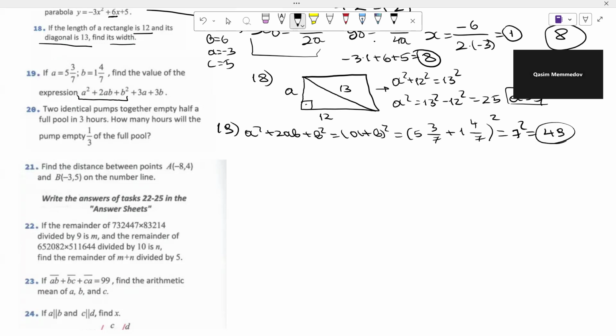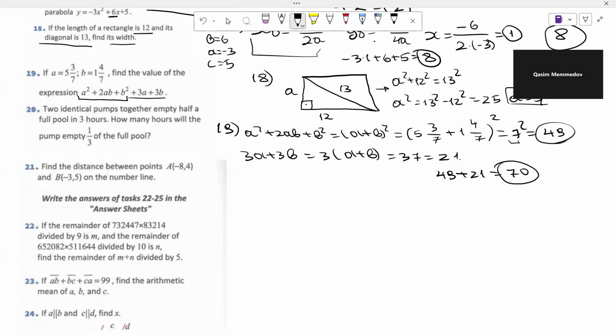And the second one, 3a plus 3b, equals 3 times a plus b. We already found a plus b equals 7. That's why it equals 3 multiplied by 7, which is 21. And the result is: 49 plus 21 equals 70.